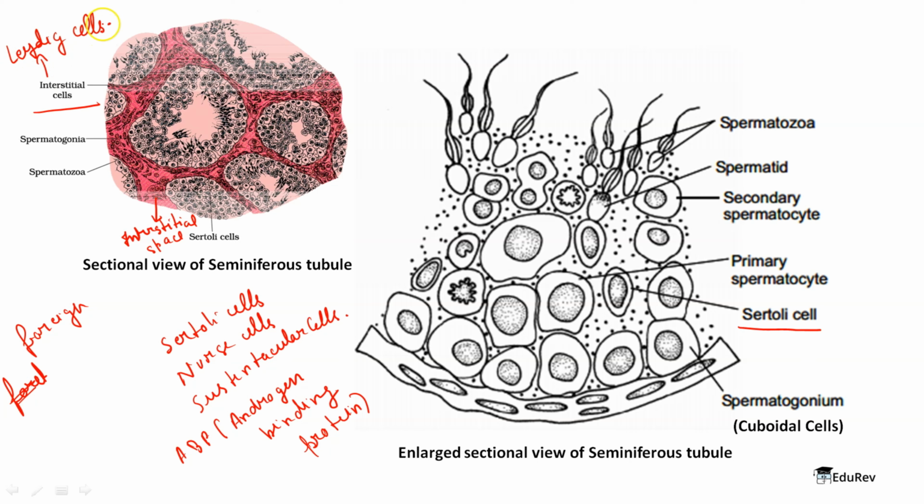These cells play an important role in releasing male sex hormones, or androgens. They release androgens, and the most important male androgen is testosterone. This testosterone is required for spermatogenesis, that is, the formation of sperms.